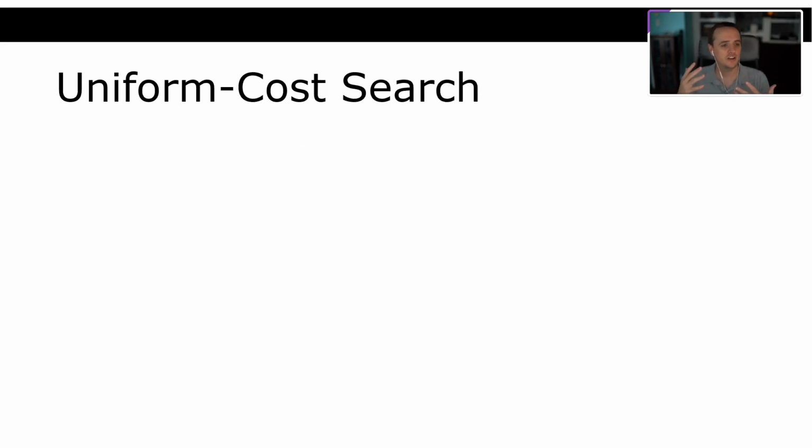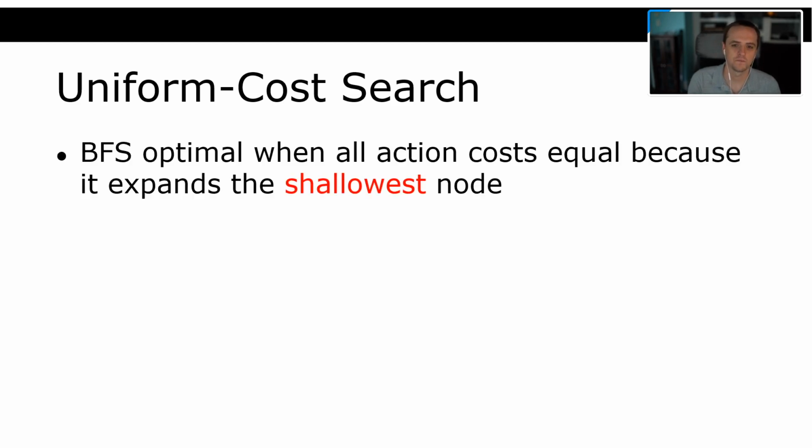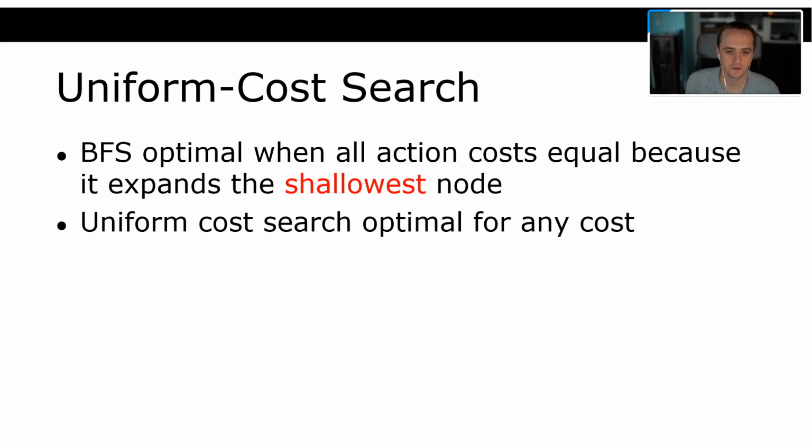Okay, here's the next algorithm. We're going to talk about uniform cost search, okay, or UCS. So breadth first search is optimal when all action costs are equal because it expands the shallowest node, right? Therefore, if all the costs are equal, then it's going to find the cheapest cost because the cheapest cost is going to be the shallowest one.